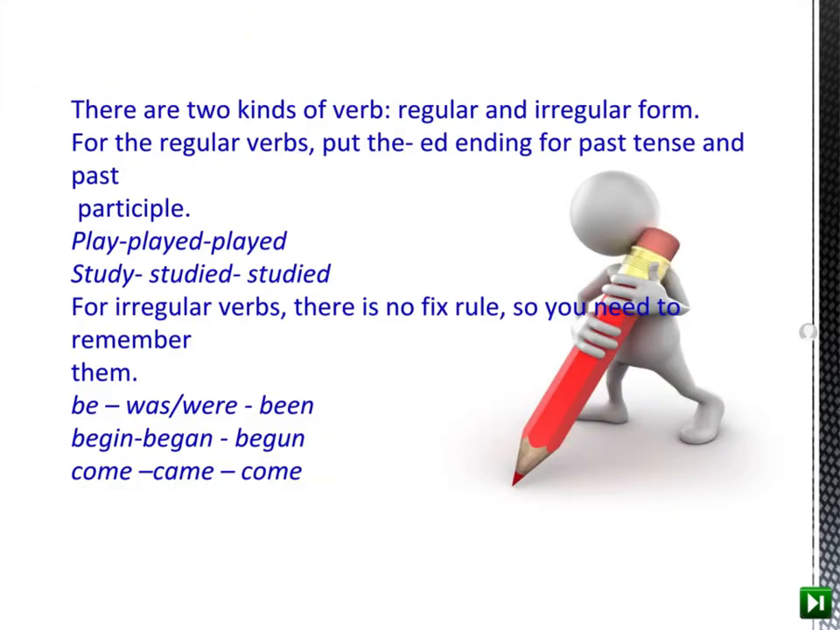There are two kinds of verbs, regular and irregular forms. For the regular forms, put the ed ending for the past tense. Example: play, played, played. Study, studied, studied. For irregular verbs, there is no fixed rule, so you have to remember. Example: be, was, were, been. Begin, began, begun. Come, came, come.